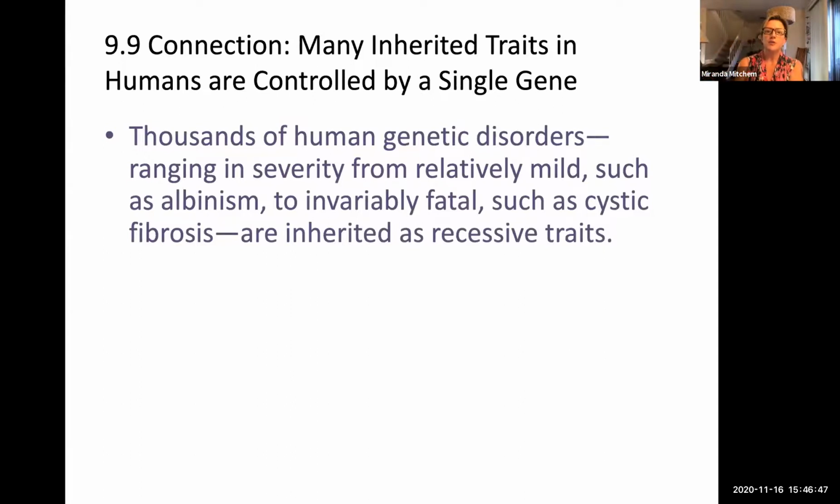Okay. We do have a number of genetic disorders, and some of those are caused by one single gene. Many of them are caused by a combination of genes, and that's where it gets really hard to study. The single gene genetic disorders are a little bit easier, because you don't have to take into account all these other factors. So albinism is an example of that, but so is cystic fibrosis. These are both examples of inheritance of recessive traits.